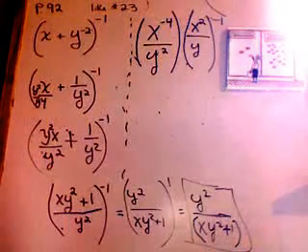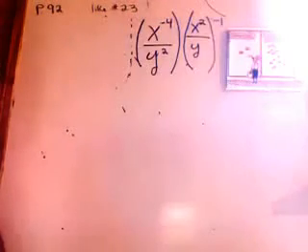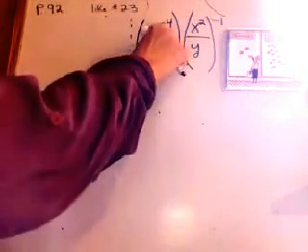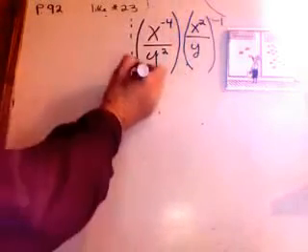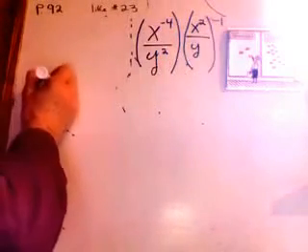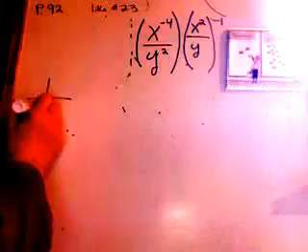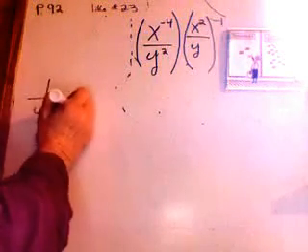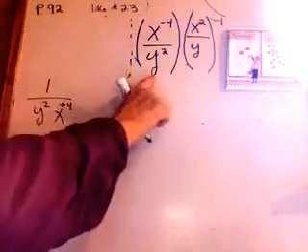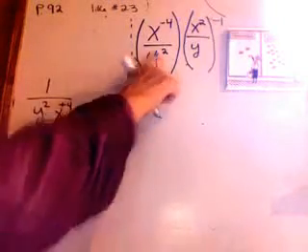All right, let me take a second to clean my board. All right, this next problem. This x to the negative 4, I can move to the bottom of the fraction. So I can rewrite this as 1 over y squared x to the positive 4. Notice I didn't move the y squared because that has a positive exponent.